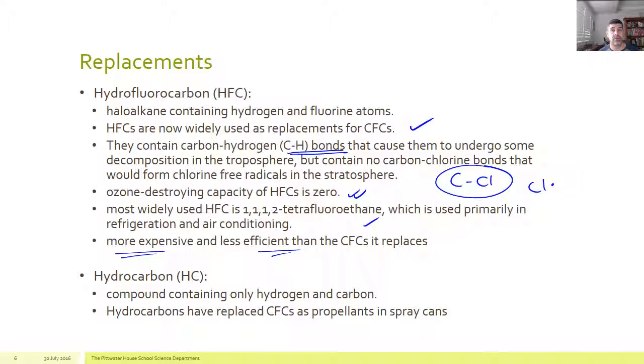So we're still looking, we're still trying to find replacements. And hydrocarbons have also been selected as replacements too. They have replaced CFCs as propellant in spray cans, very much more common now for particularly deodorants and things like that. And they're the ones that have taken on the jobs that used to be done by the CFCs.